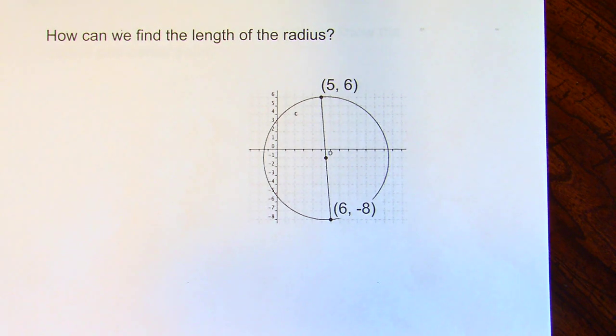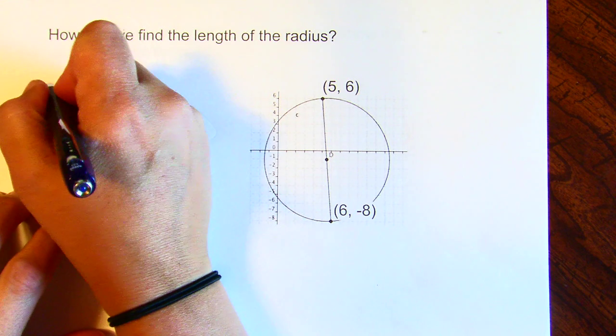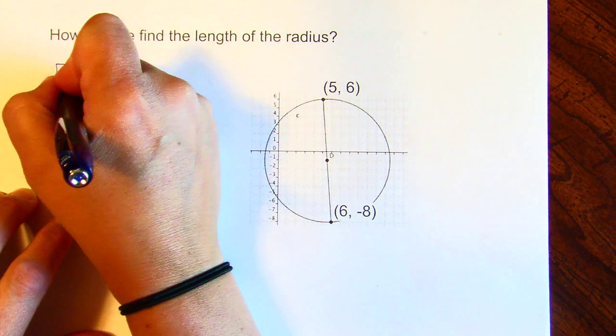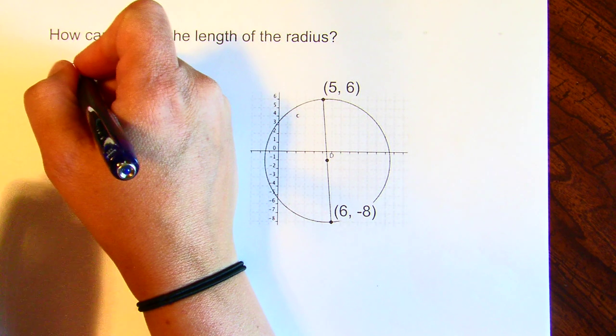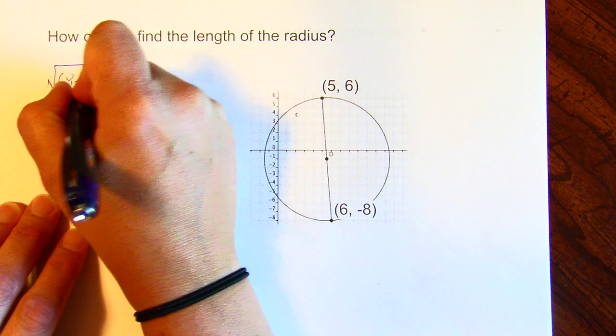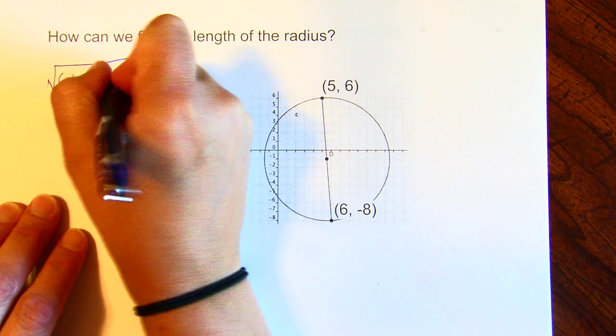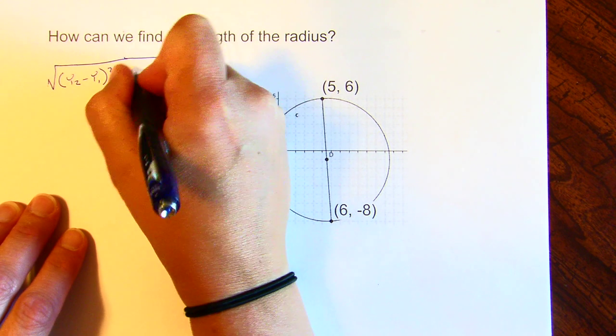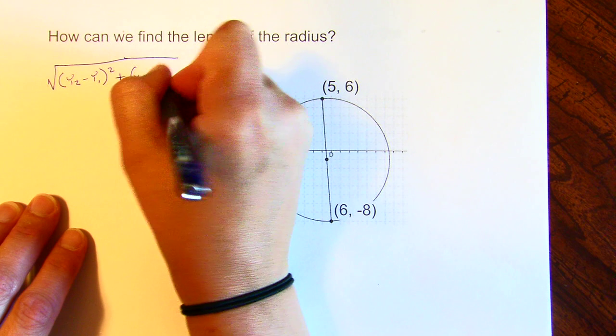Now they switch and they say, how can you find the length of the radius? Now that one's a little bit harder because you have to remember your distance formula. It's been a while. Our distance formula doesn't really matter what order you pick, but whatever you pick, you want to keep with. So your distance formula is the square root of y2 minus y1 squared plus x2 minus x1 squared.